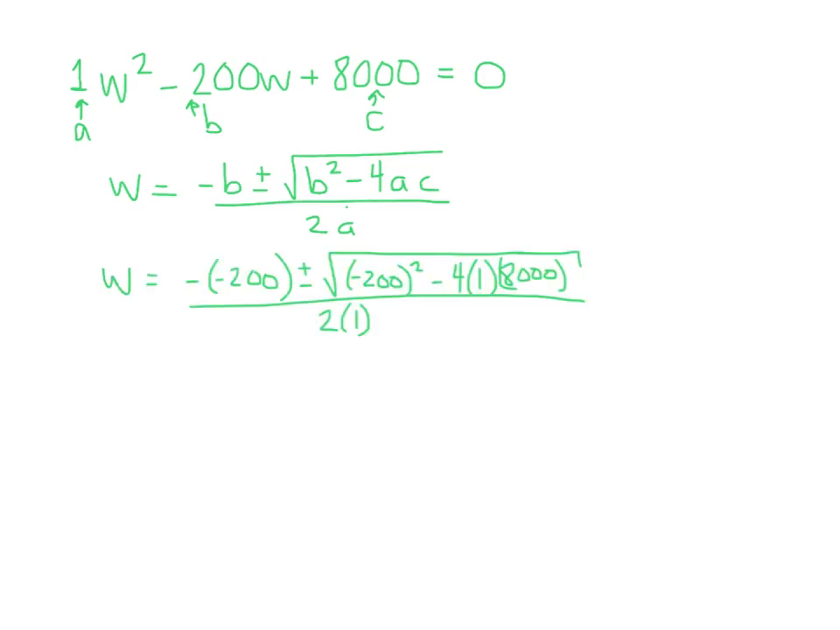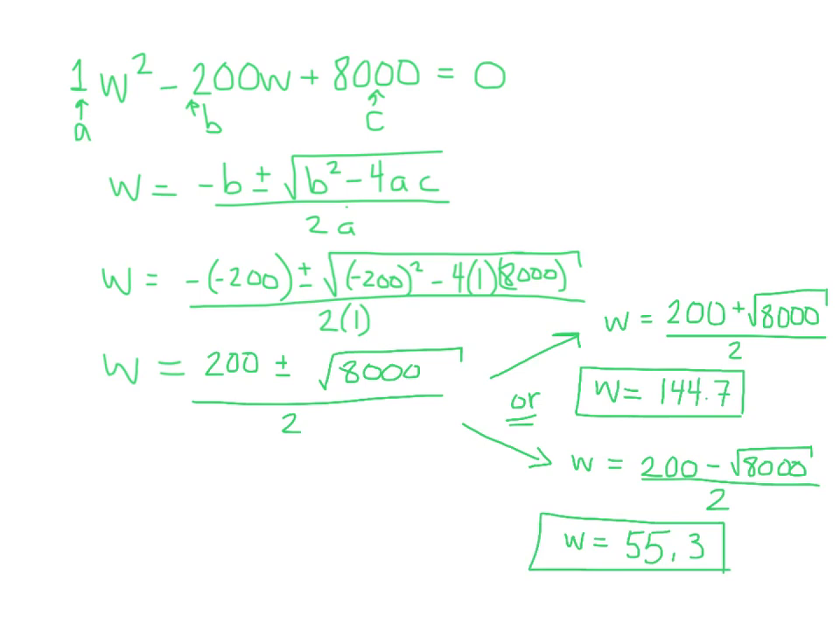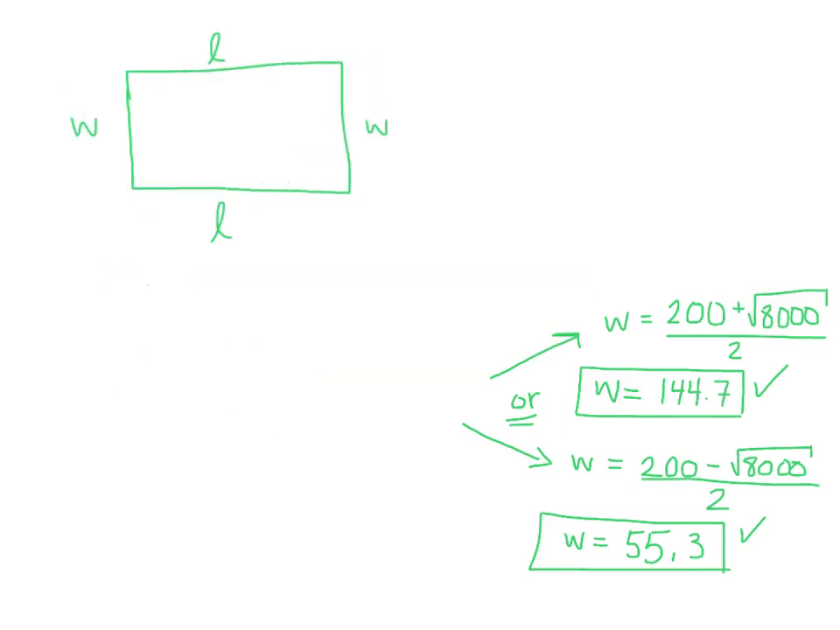With the magic of this app, I can snap my fingers and get some more math done. And we end up with these two answers here. Width can be 144.7 or width can be 55.3. So what does that mean? All it means is that width can be either one of those two numbers. So we have two different numbers for width. So clearly, if we have two different numbers for width, we're going to have two different numbers for length.